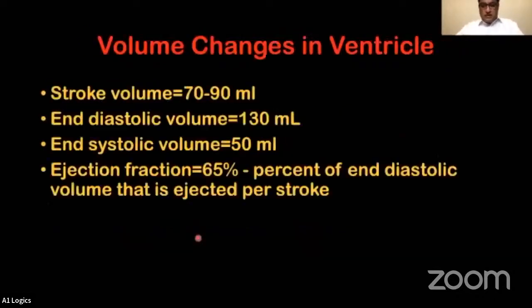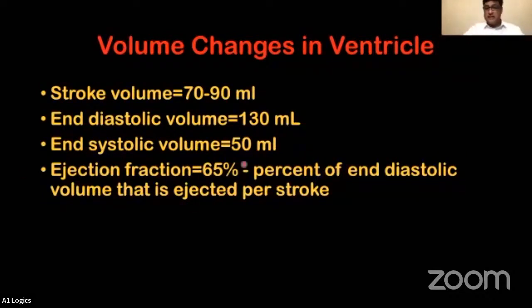Now, what are the volume changes in the ventricle? Stroke volume is about 70 to 90 ml. Left end diastolic volume is about 130 ml. The volume left at the end of the diastole is about 30 ml, which is the amount that has to be pushed into the aorta. The end systolic volume, the volume left after the systole is over, is about 50 ml.